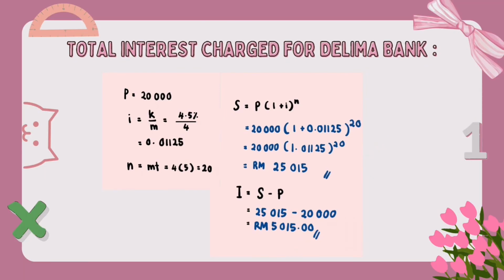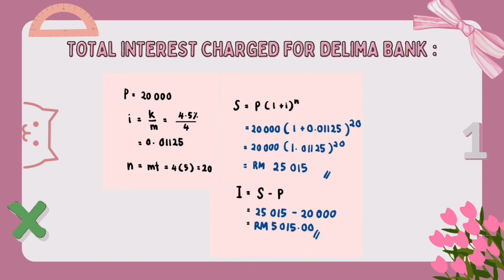Next is total interest charge for Delima Bank. P equals to 20,000, I equals to K divided by M equals to 4.5% divided by 4. The answer of I is 0.01125. N equals to MT equals to 4 times 5 equals to 20. S equals to P in bracket 1 plus I the power of N. P is 20,000 in bracket 1 plus I, 0.01125 the power of 20. 20,000 in bracket 1.01125 the power of n, n is 20.